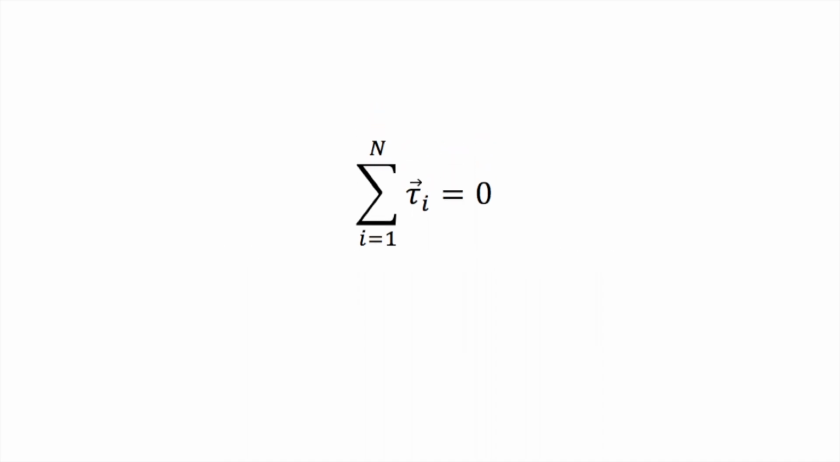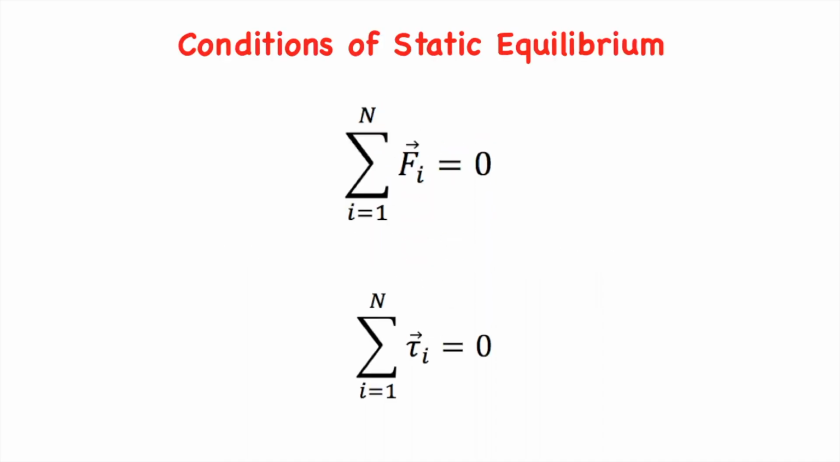So, to summarize, for a body to be in static equilibrium, both the sum of forces and the sum of torques applied to it must be zero.